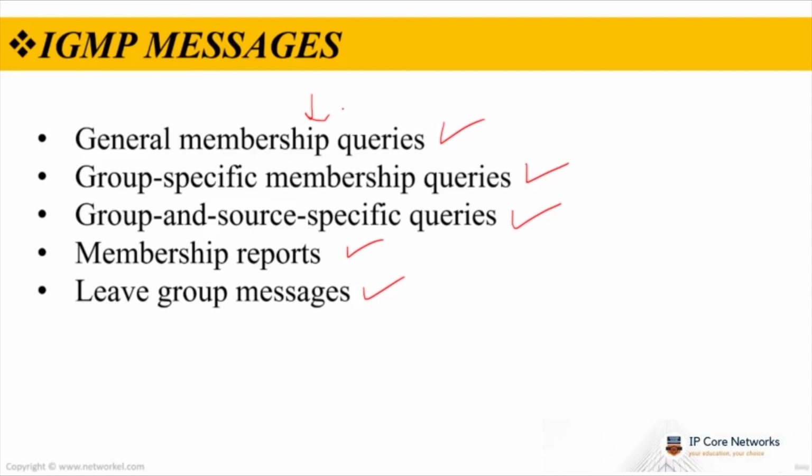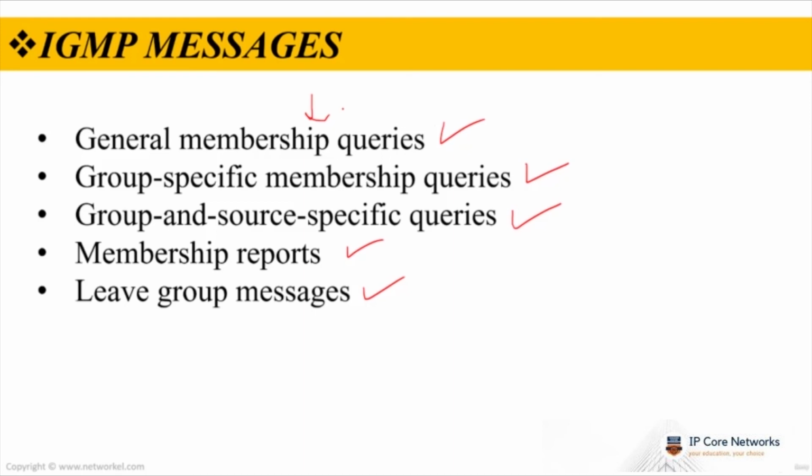When it comes to group-specific membership queries, these queries are used for determining the reception state for a particular multicast address. Group and source-specific queries allow the router to determine if any systems desire reception of messages sent to a multicast group from a source address specified in a list of unicast addresses.